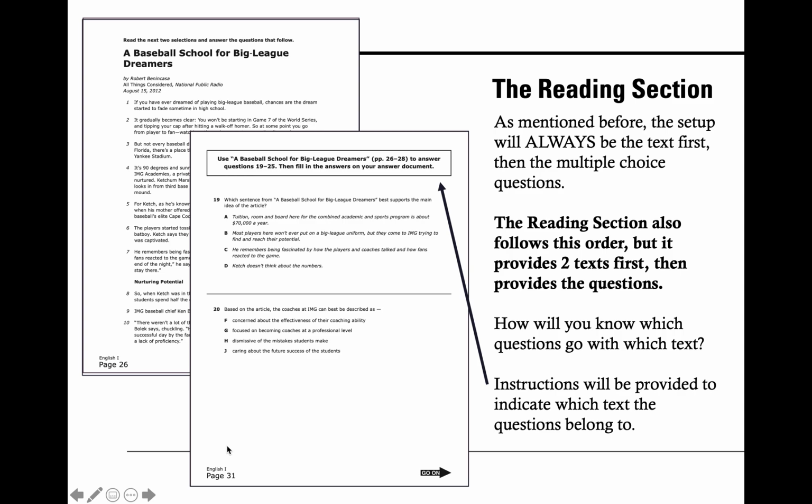Now, the reading section is slightly different. It is also going to be set up with the text first and then the questions, but what it's going to do is it's going to provide 2 texts and then 3 sets of questions. The way that that's set up is the first set of questions will be about the first text, the second set of questions will be about the second text, and the third set will be about both texts combined, and I'm going to show you what that looks like.